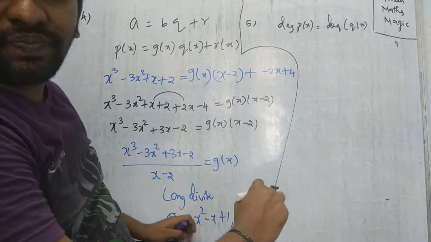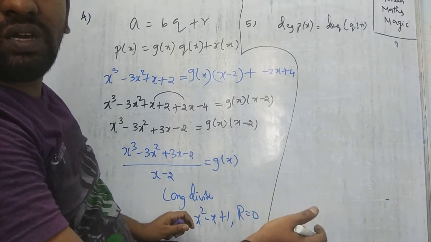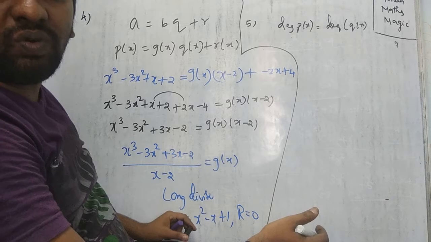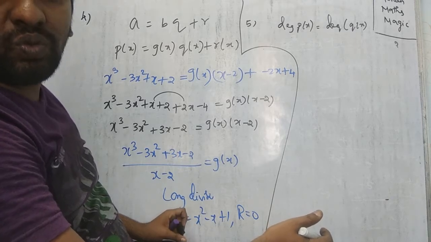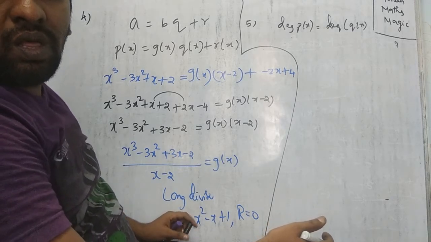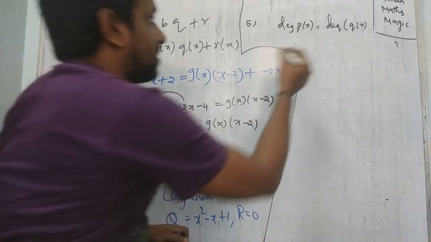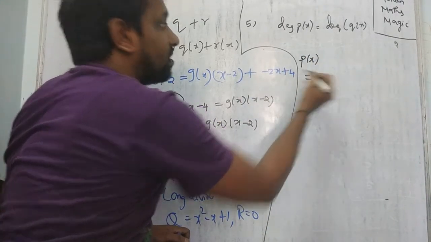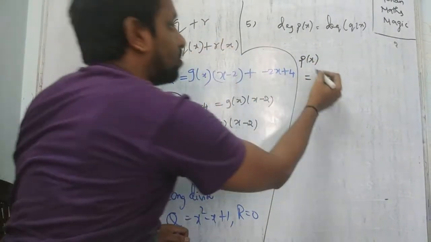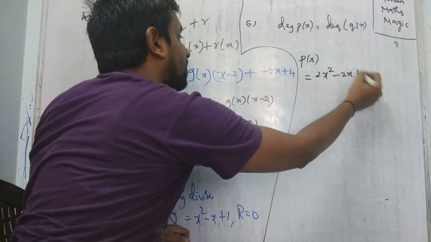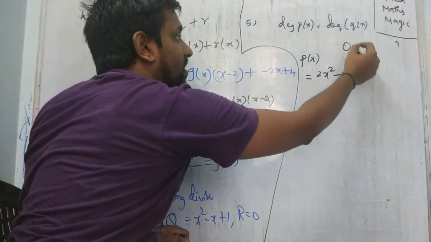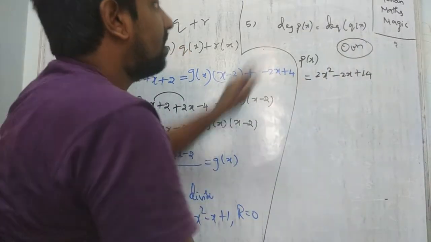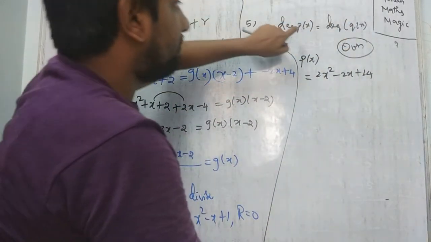So let us take an example: 2x square minus 2x plus 4 as p of x, g of x as 2. Okay, I take one example, and you can write n number of examples. I take 2x square minus 2x plus 14 as one example, and you can take your own example. In total, p of x and q of x must have the same degree.